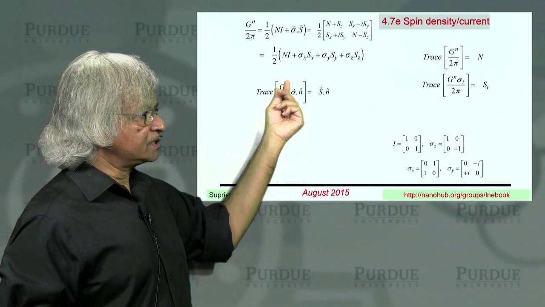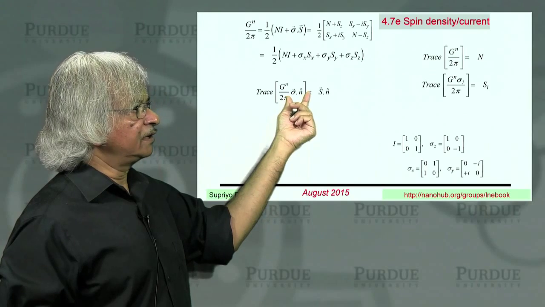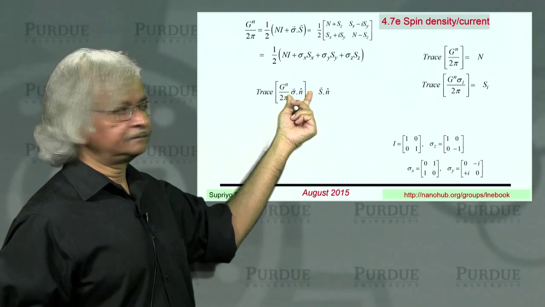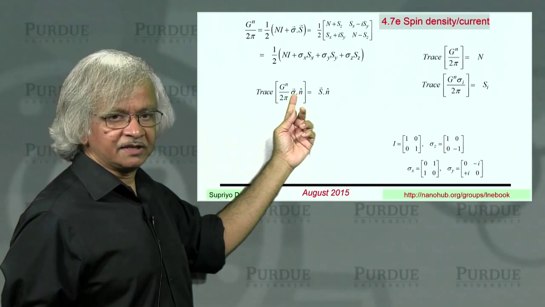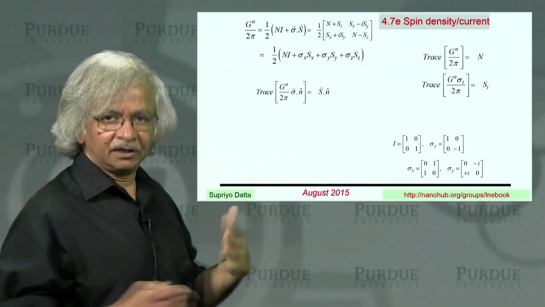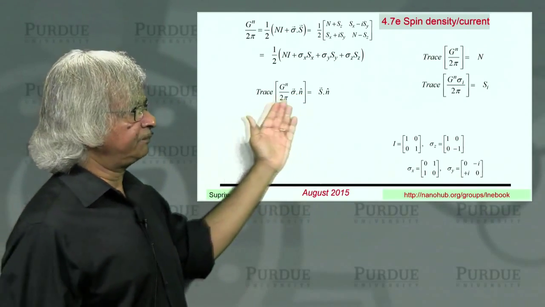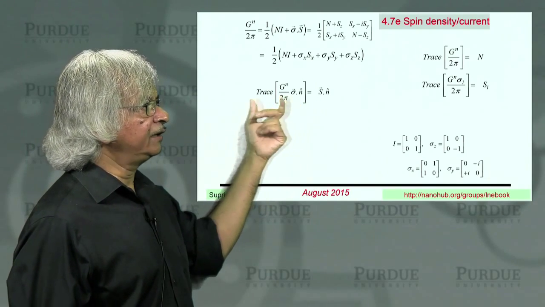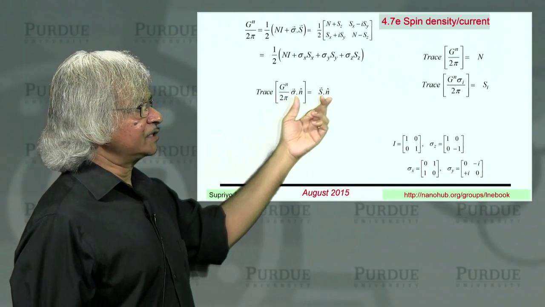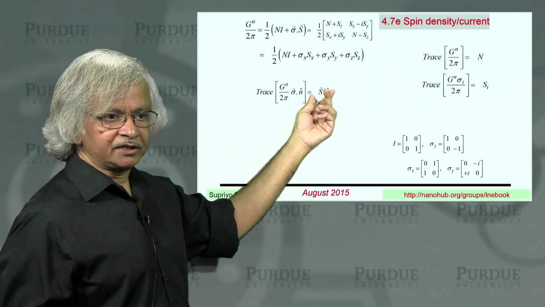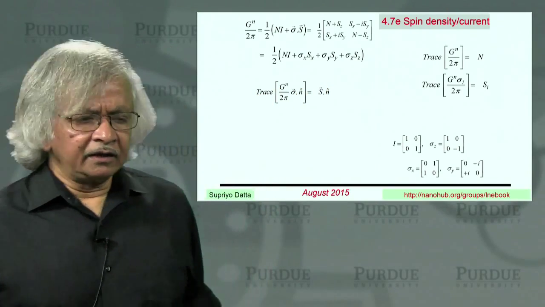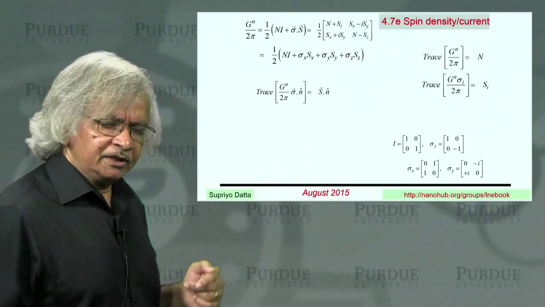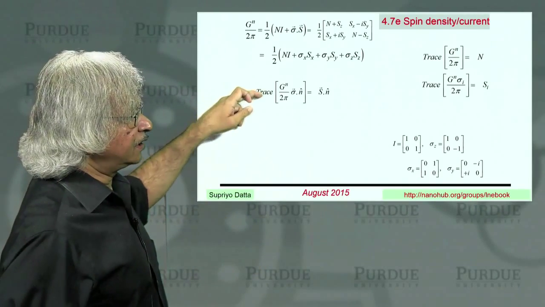So what you should do is multiply Gn over 2 pi with sigma dot n, and then take the trace. So if n is x, you multiply by sigma x. n is y, you multiply by sigma y, and so on. So this would be the general way then of finding the spin in any particular direction once you have calculated the Gn.